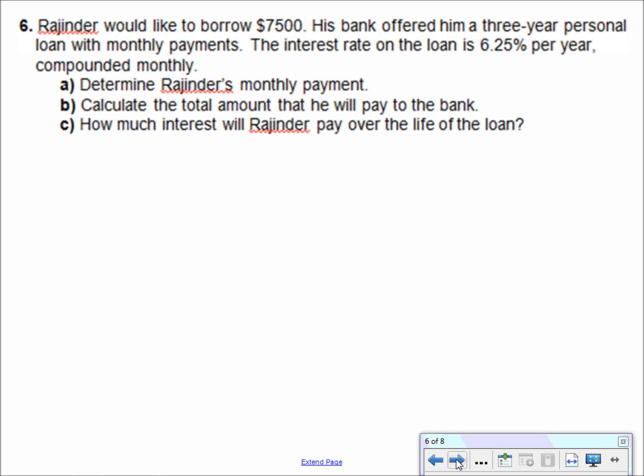Rajinder would like to borrow $7,500. His bank offers him a 3-year personal loan with monthly payments. The interest rate on the loan is 6.25% per year, compounded monthly. Determine the monthly payment. Okay, so we're going to determine the monthly payment.